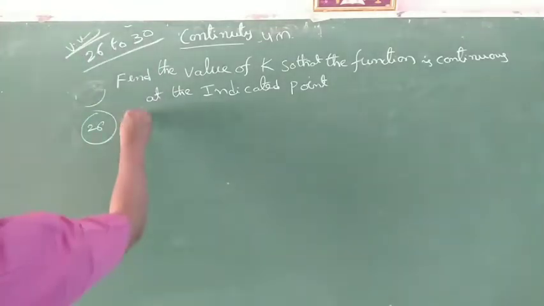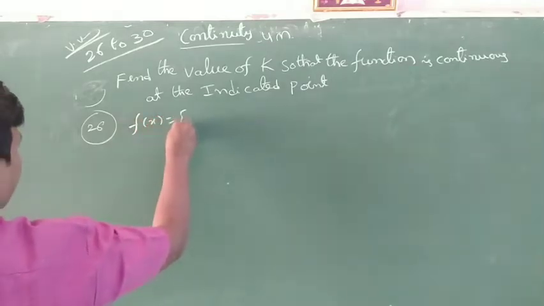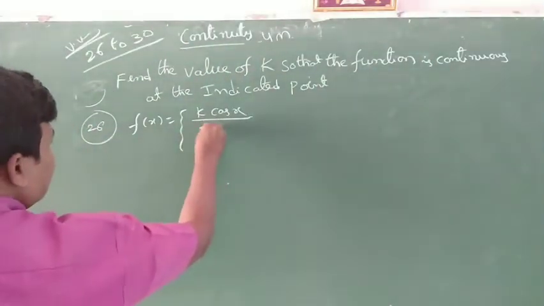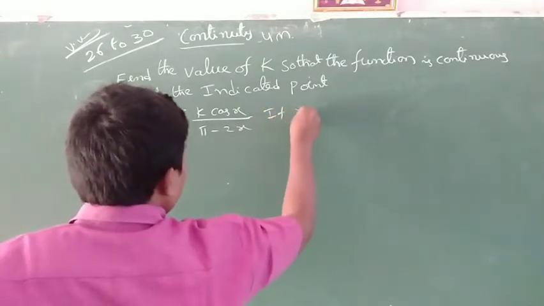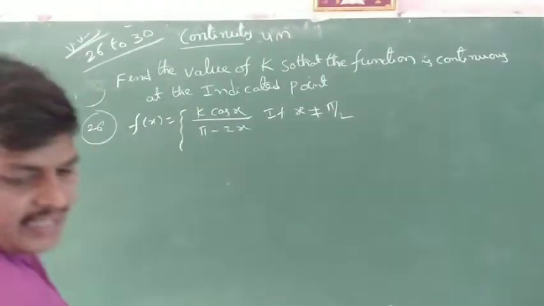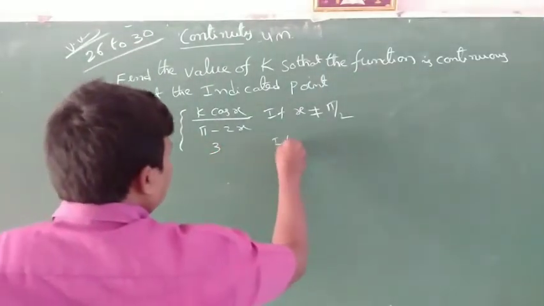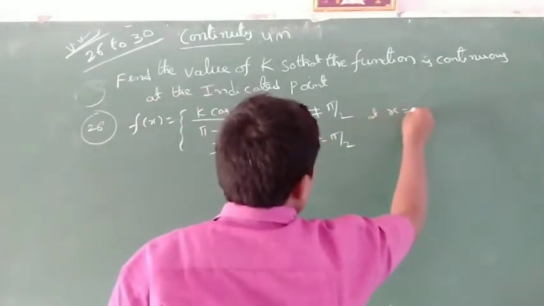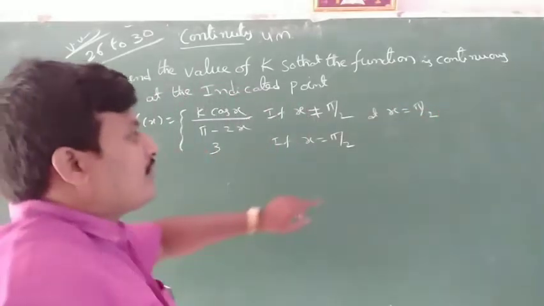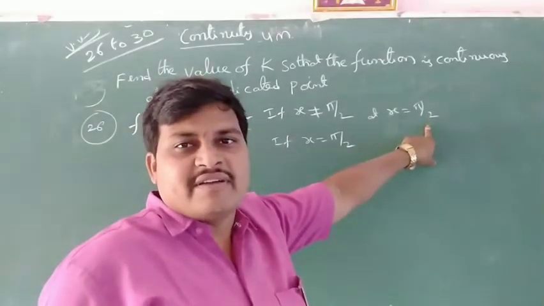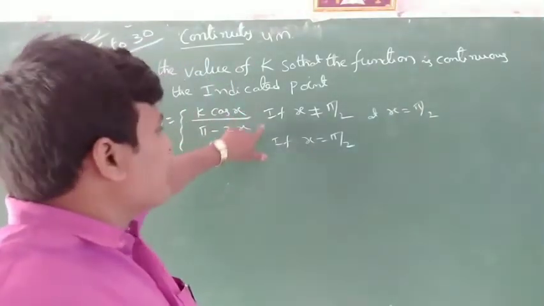f of x is equal to k cos x by pi minus 2x, if x not equal to pi by 2; 3, if x is equal to pi by 2. At x is equal to pi by 2. The point is given, the condition is given, the function is given.